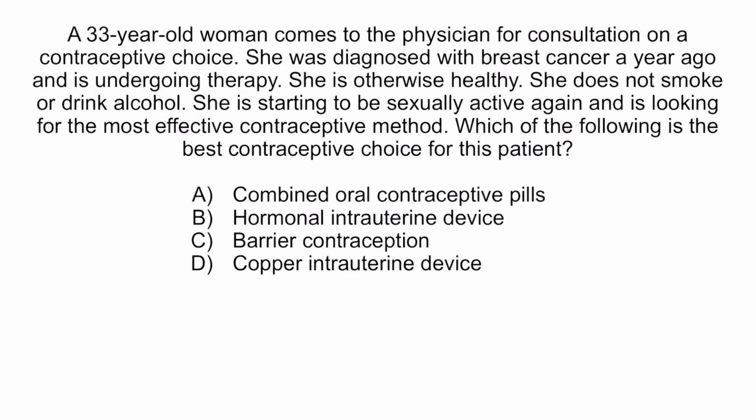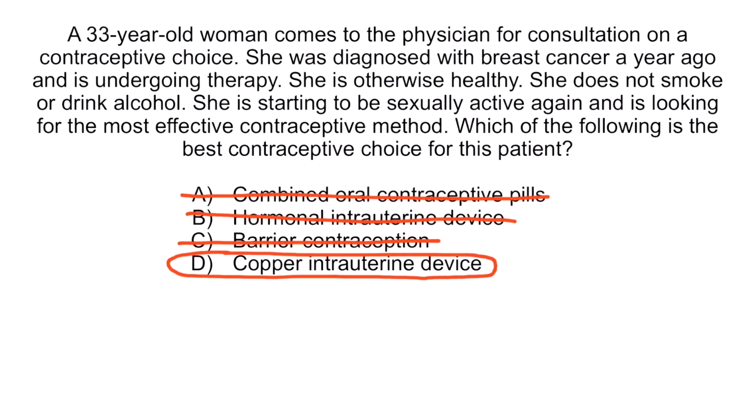Options A, combined oral contraceptive pills, and B, hormonal intrauterine device, are both hormonal contraceptive methods and are therefore not suitable for this patient with breast cancer. Option C, barrier contraception, is incorrect because it is considered less effective than copper IUDs. This makes the correct answer D, copper intrauterine device. And that concludes this lecture on breast cancer.